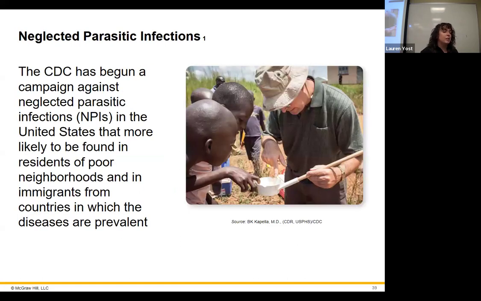We have neglected parasitic infections. This is CDC trying to track parasitic infections, which remember, that's going to be protozoa or helminths, right? In the United States, they tend to exist in poor populations and poor neighborhoods that are getting poor healthcare. And a lot of them are immigrants from other countries, maybe potentially even bringing in other diseases into these areas. So this looks like a gentleman out in sub-Saharan Africa or something, but this is talking about in the United States. I want to make that clear.